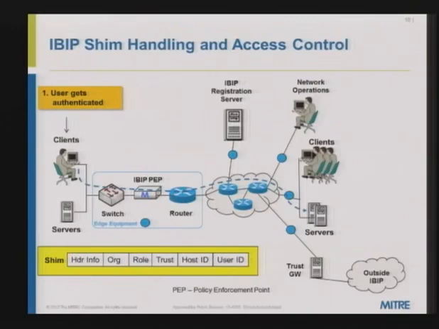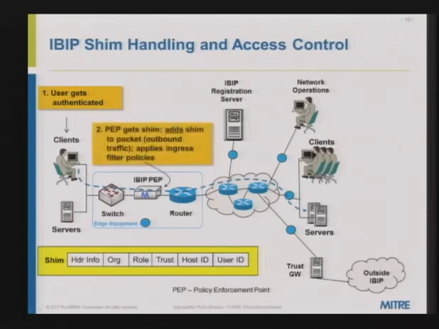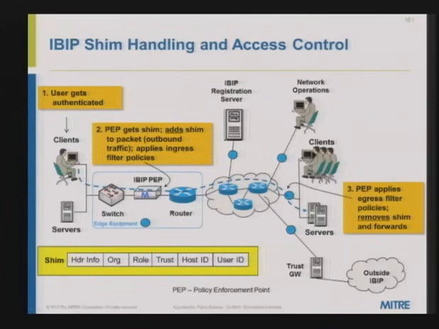I'm now going to explain how the shim and access control is handled. Once the user is authenticated, policies are pushed to the PEP in front of them. This PEP adds shims to the outbound packet, and ingress filter policies are applied. The packet is then forwarded across the network. On the receiving end, the PEP applies egress filtering policies, removes the shim, and then forwards the packet onto its destination.